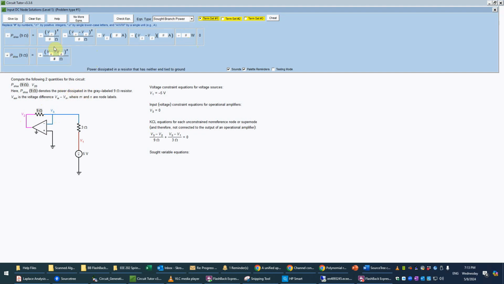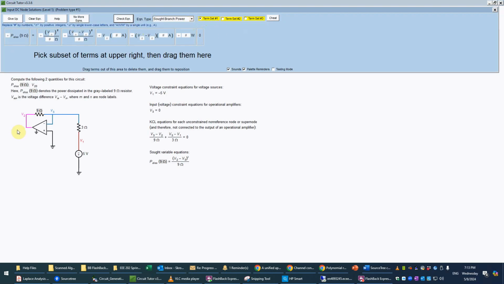Okay, so here the polarity doesn't matter because this is being squared, so we'll just take V2 minus V3, or it could have been V3 minus V2, and then that's all divided by 9 ohms because V squared over R is the formula for power dissipated in a resistor, as you hopefully remember. So now we'll just check that, and that is correct.